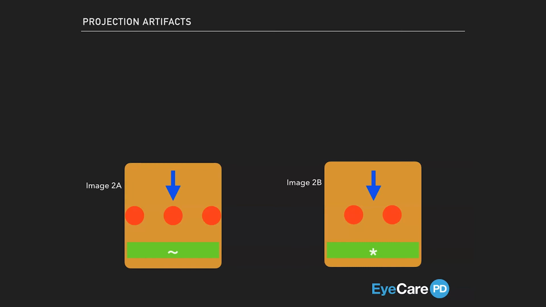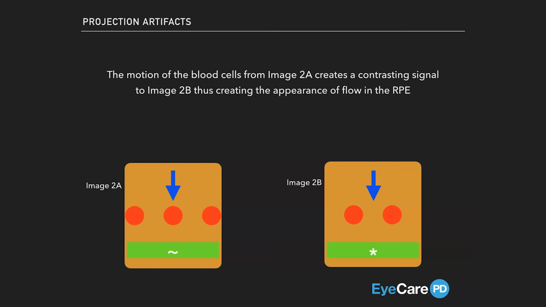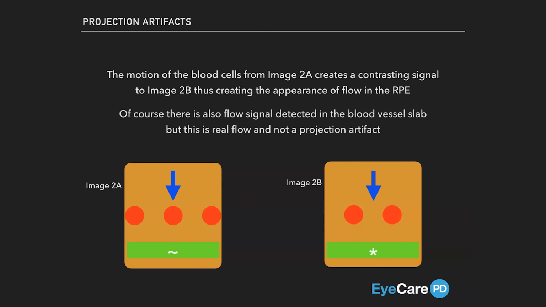This cartoon, denoting a squiggle in the RPE versus an asterisk in the RPE, is meant to demonstrate the difference in the recorded values of the RPE tissue at a specific point. Thus, the machine records this as flow. To reiterate, the motion of blood cells from image 2A creates a contrasting signal compared to image 2B, thus creating the appearance of flow in the RPE. Of course, there is also flow signal detected in the blood vessel slab, but this is real flow and not a projection artifact. Artifacts are the topic of this video, not real flow.